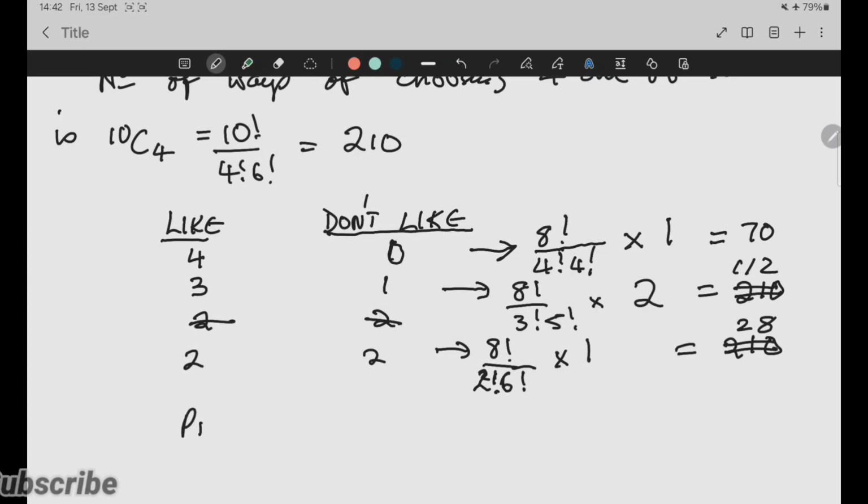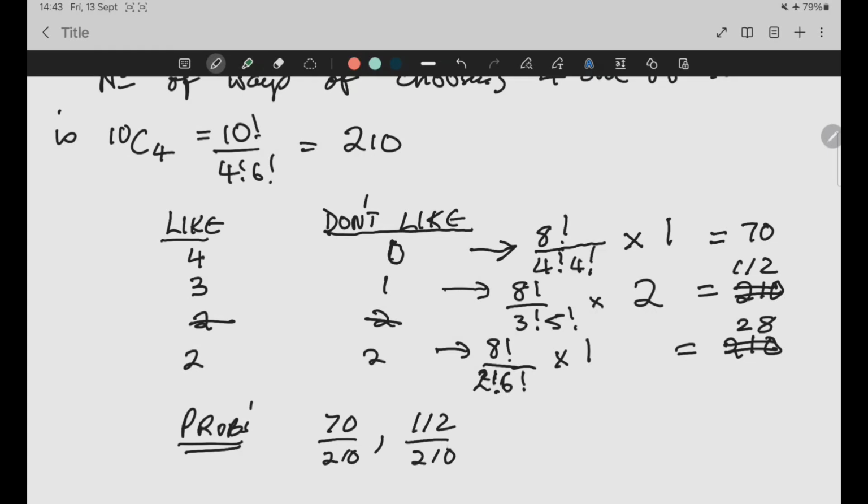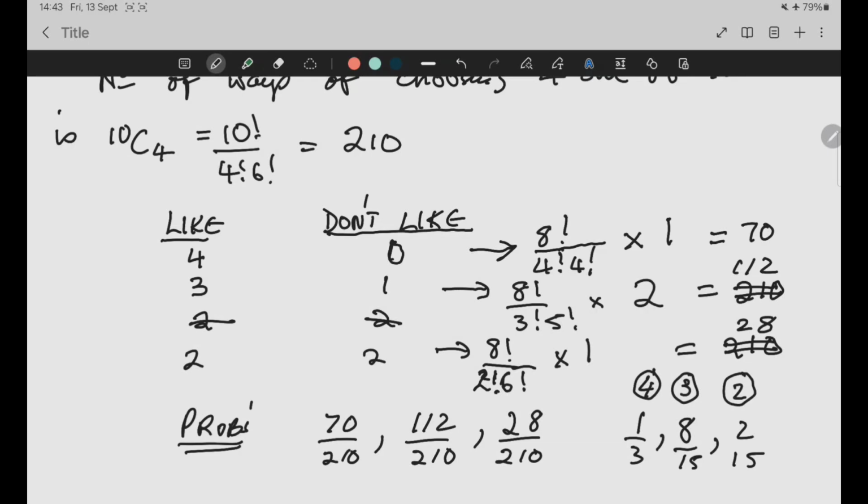So the probabilities will be 70 out of 210, 112 out of 210, and 28 out of 210. Okay, which works down to 1/3, 8/15, and 2/15. And that's for 4 boys who like it, 3 who like it, and 2 who like it.